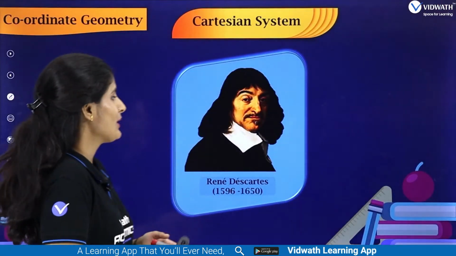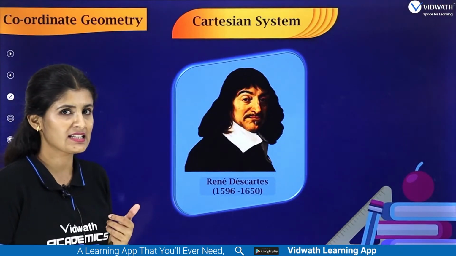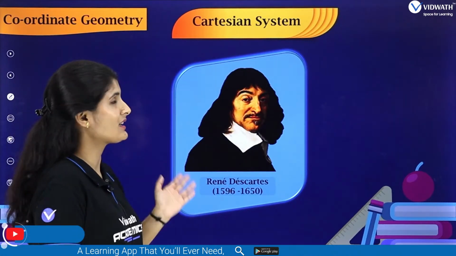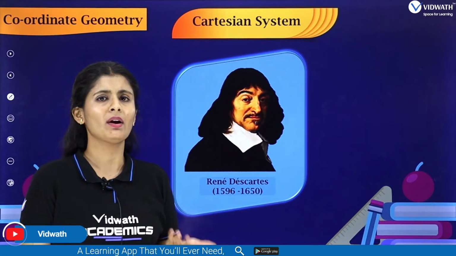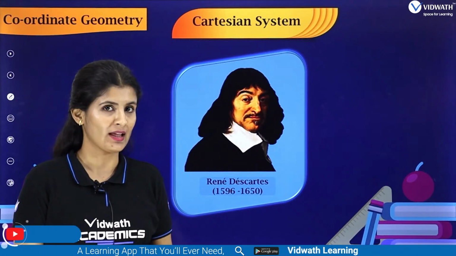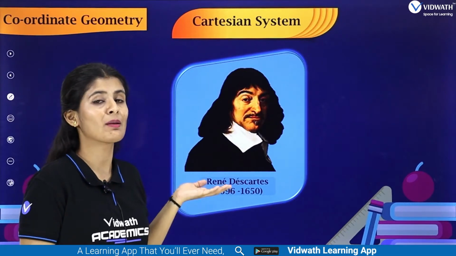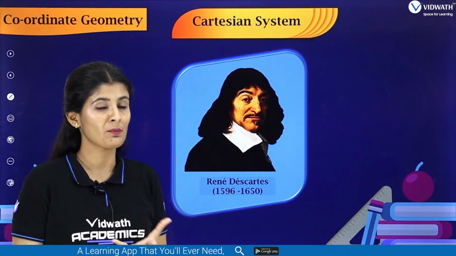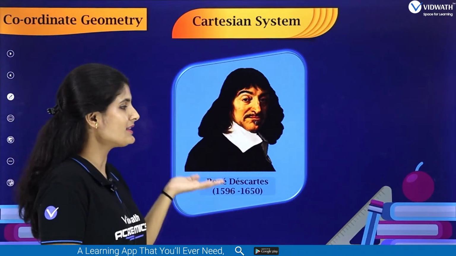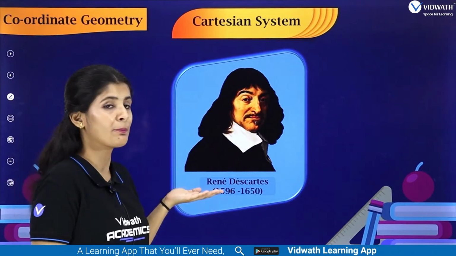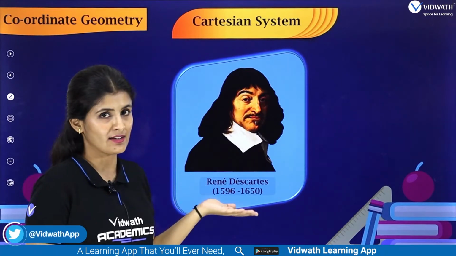Firstly, who gave us this coordinate system? Did you know the coordinate system is also called the Cartesian coordinate system? But why is it called this way? Well, the name Cartesian comes from the name of the mathematician who came up with the system. This mathematician is a French mathematician by the name René Descartes.